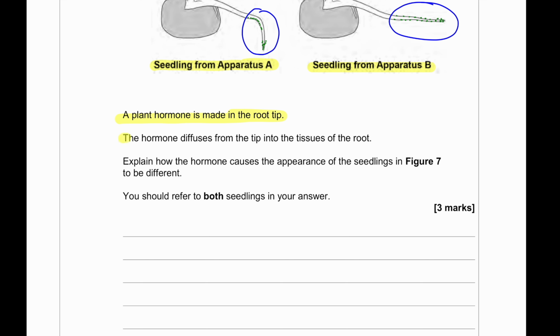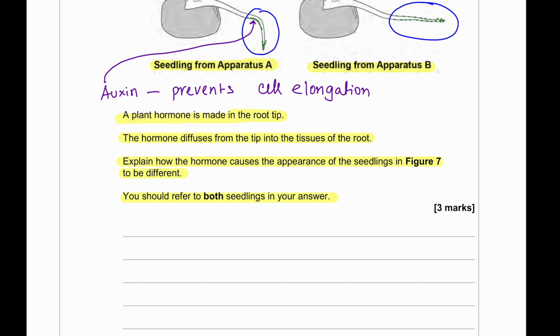The hormone diffuses from the root tip into the tissues of the root. Explain how hormone causes the appearance of seedlings in figure 7 to be different. You should refer to both seedlings in your answer. So auxin's behavior in the root, basically it prevents cell elongation. This is auxin accumulating at the base of A.